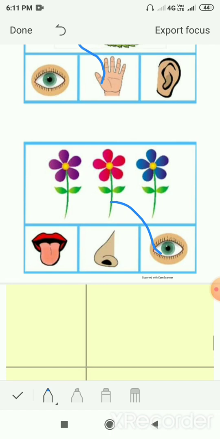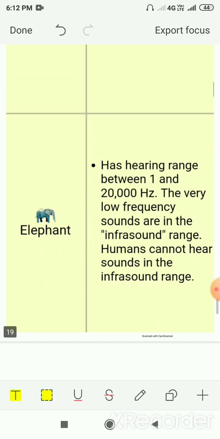So these are some examples that you already know. Now we will see some amazing facts about the senses in animals. Animals also have some super senses like us. So let's now see some super senses in animals.